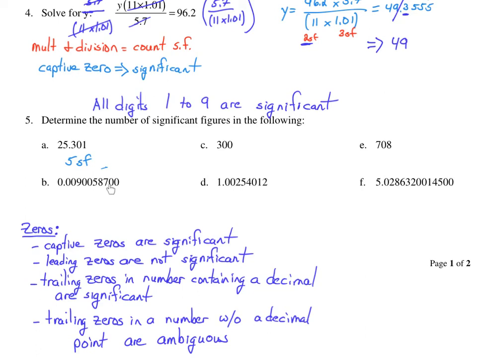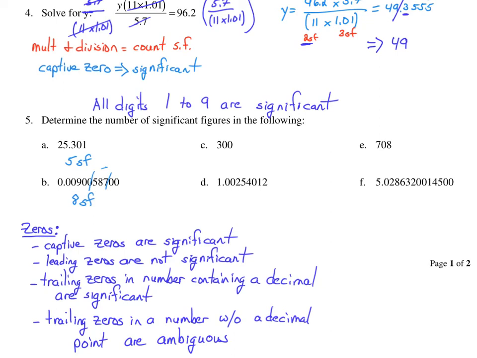When we look at trailing zeros, we look to see whether or not there's a decimal point in a number. This number has a decimal point in it, so these trailing zeros are significant. We count our Sig Figs, starting with a 9. 1, 2, 3, 4, 5, 6, 7, 8. There are 8 Sig Figs in this number.